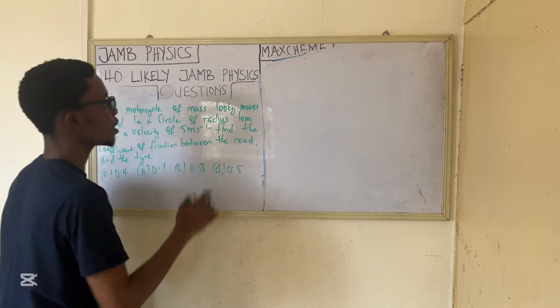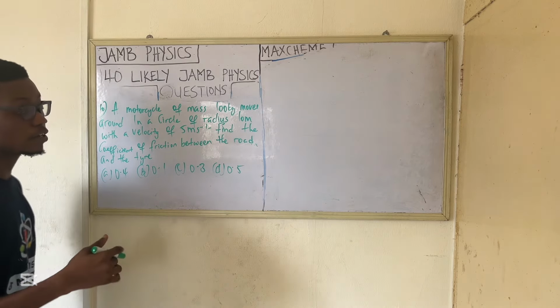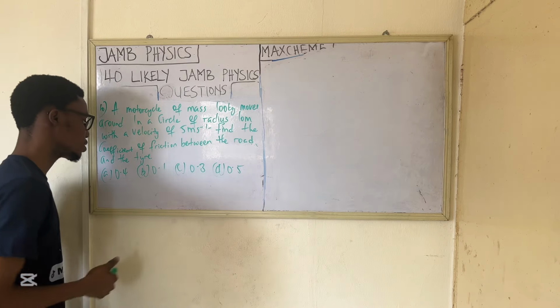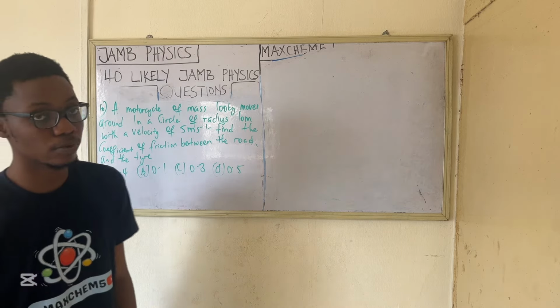Question 10. A motorcycle of mass 100 kg moves around in a circle of radius 10 meter with a velocity of 5 meter per second. Find the coefficient of friction between the road and the tire. A, we have 0.4, B 0.1, C 0.3, D 0.5.